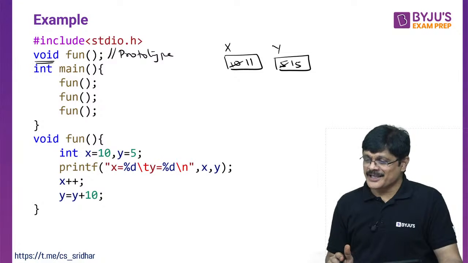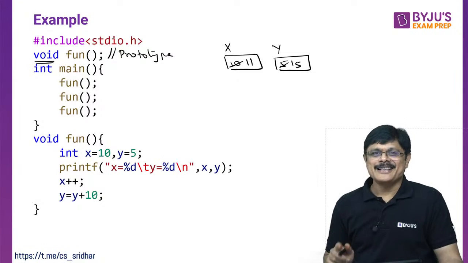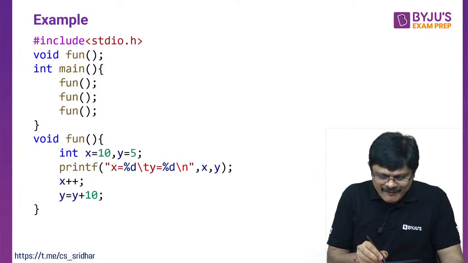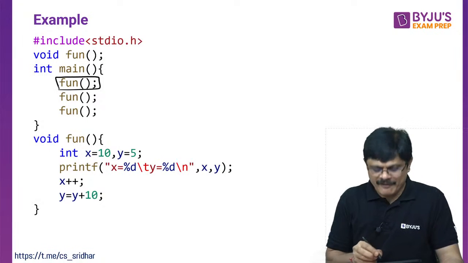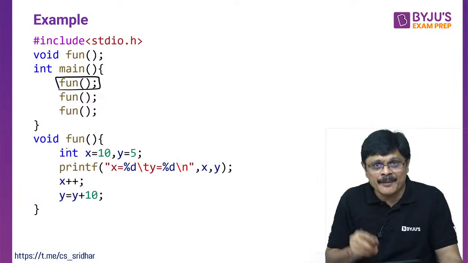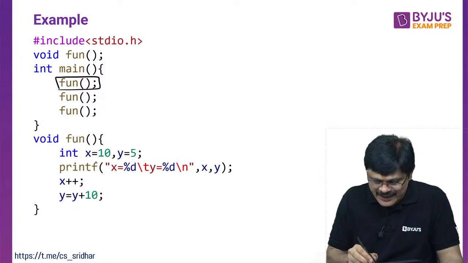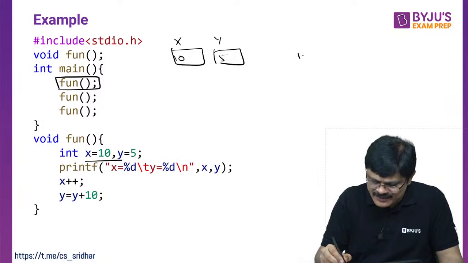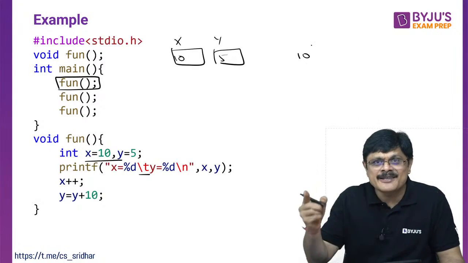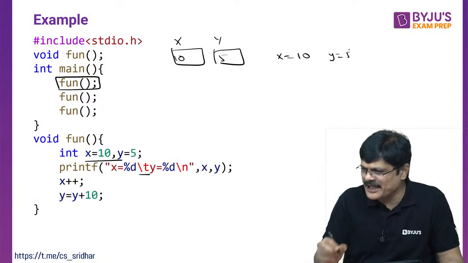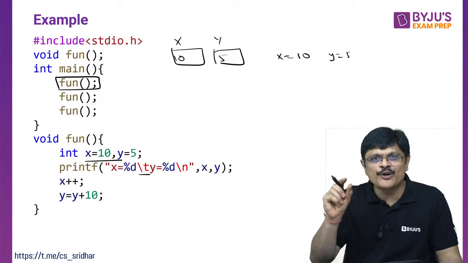Yeah, Arshpreet says 1335. See Arshpreet, you need to understand this properly. See this carefully. From main you call this particular function. First time when you call this function, the activation record of the function is pushed onto the runtime stack. X value is 10, Y value is 5. When you print, what is printed first time? 10 \t means tab character. x equal to 10 and y equal to 5 is printed.